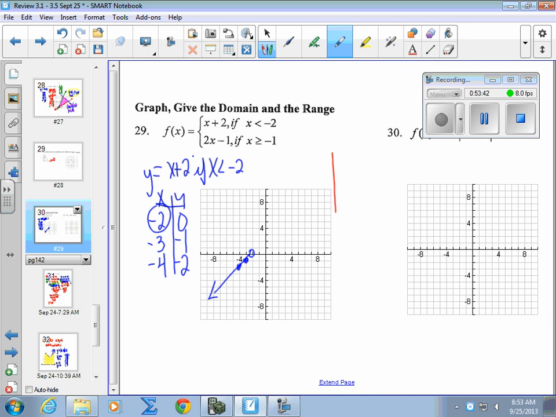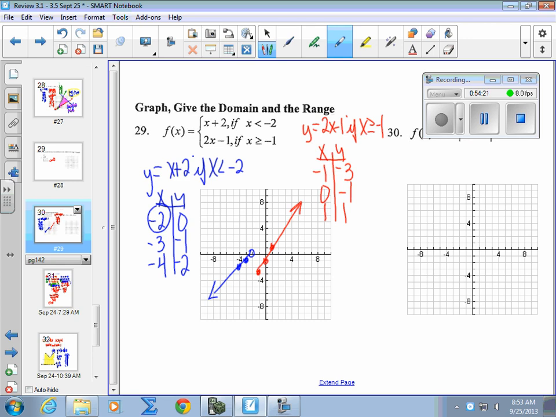And on the second part of the piecewise function, we have y is equal to 2x minus 1 if x is greater than or equal to -1. So we'll start with -1. Plug that in, we get -3. Then we'll choose 0 and 1. If we plug in 0, we get -1. If we plug in 1, we get 1. So we have -1 and -3, which is a closed circle. We have 0 and -1, and we have 1 and 1. We have a ray that goes in that direction.